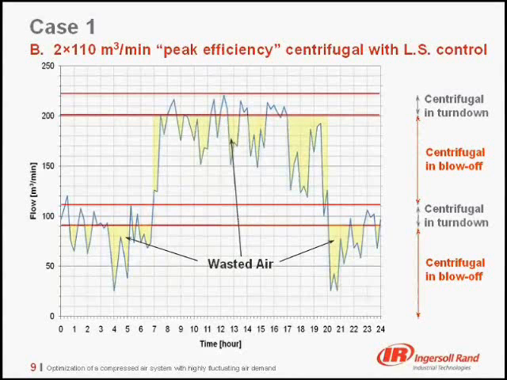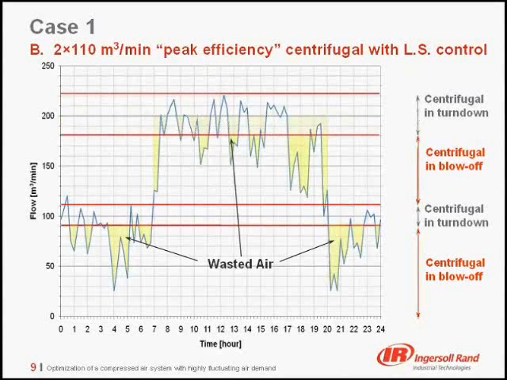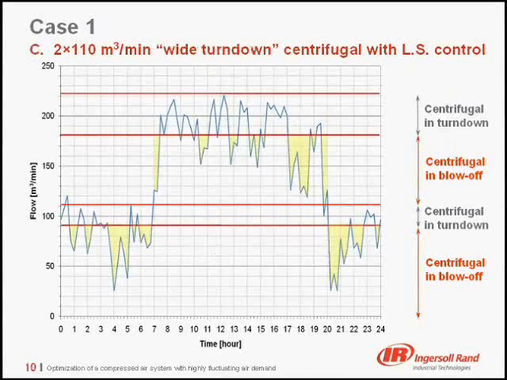This is the solution B with two centrifugal compressors designed for peak efficiency. Compared to a solution with two centrifugal compressors where the compressors have no load sharing control, the load sharing control allows to extend the system's regulation range, reducing therefore the blow-off, like you have seen here. If we use two compressors with a wider regulation range, like in solution C, the blow-off can be further reduced.